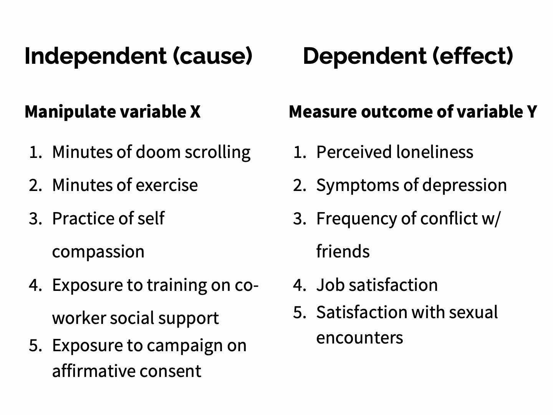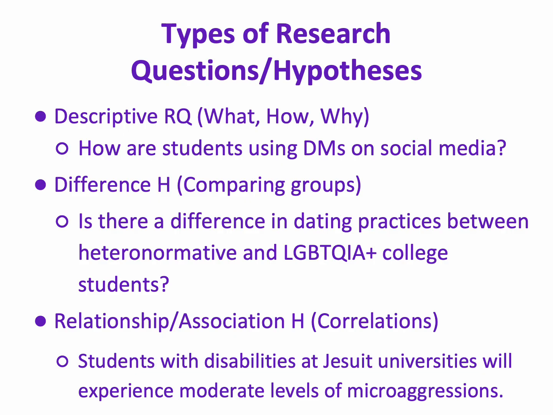Or minutes of exercise: how many minutes of exercise do you get in a day? And then does that cause you to have more or fewer symptoms of depression? Same thing if you practice self-compassion. If you engage in this behavior, did that lead to or cause less conflict with your friends? So these kinds of things are independent variables that you can manipulate or choose, select from, and then you measure the dependent variable.